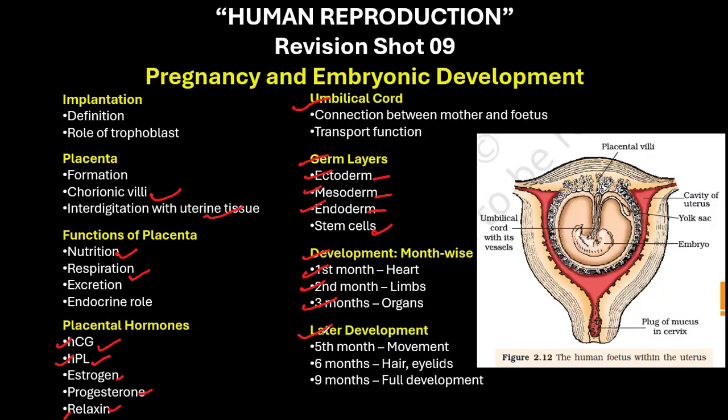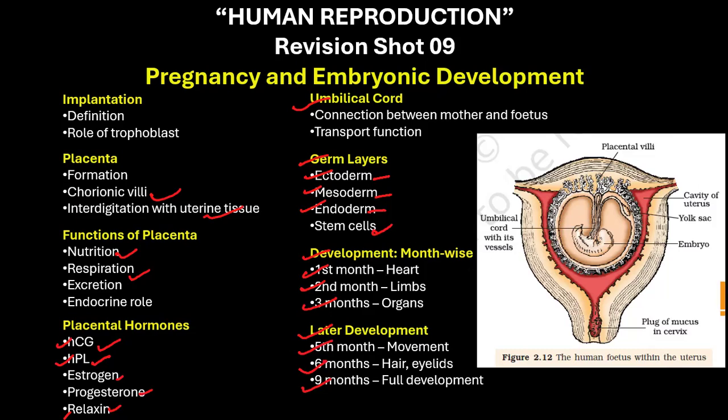Then later development: in the fifth month, you can feel the movement from outside. Then in the sixth month, hair and eyelids develop. By the ninth month, the fully developed embryo is formed, and the female is ready to deliver. The parturition has to happen now.